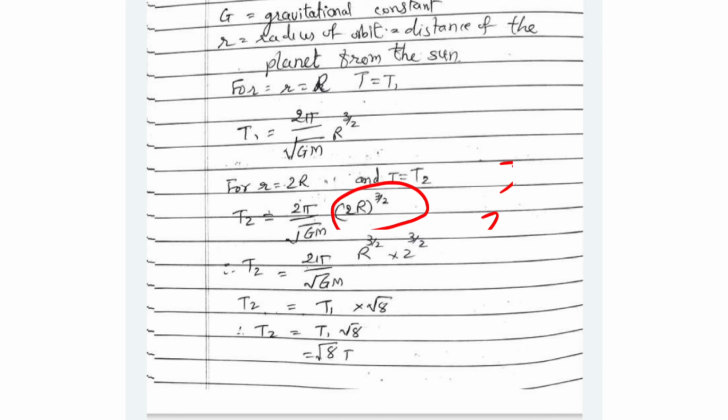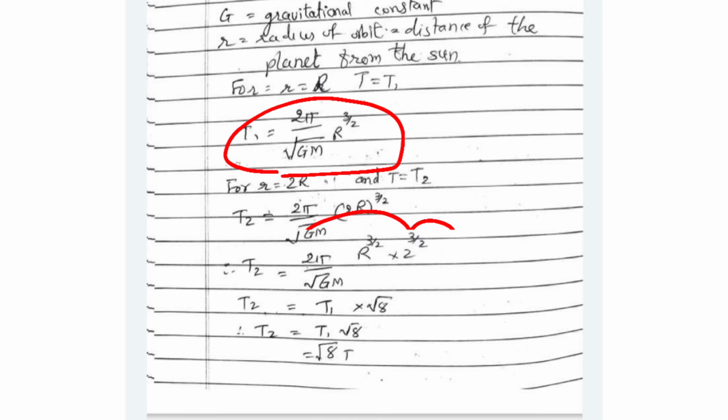This part, except this root 8 part, is nothing but T1. See what was T1, we have already written it, so it is coming the same. So I can write T2 as T1 into root 8. That means T2 is equal to T1 into root 8, or root 8 into T. So what will be the change? It will be root 8 times the period of revolution of what was there in the first case.